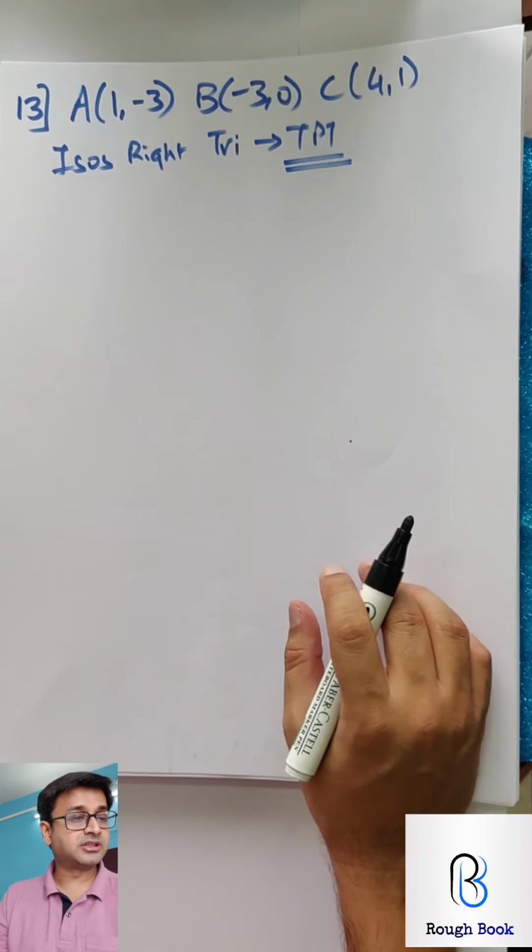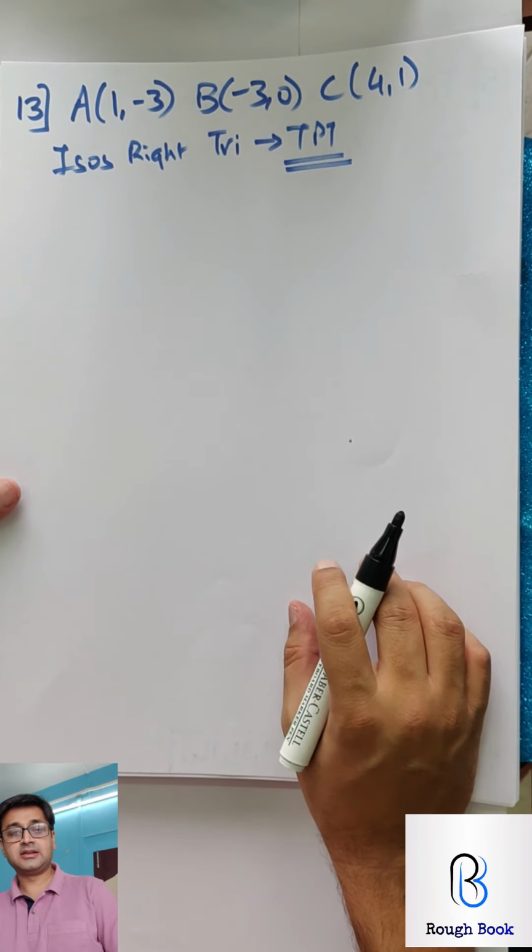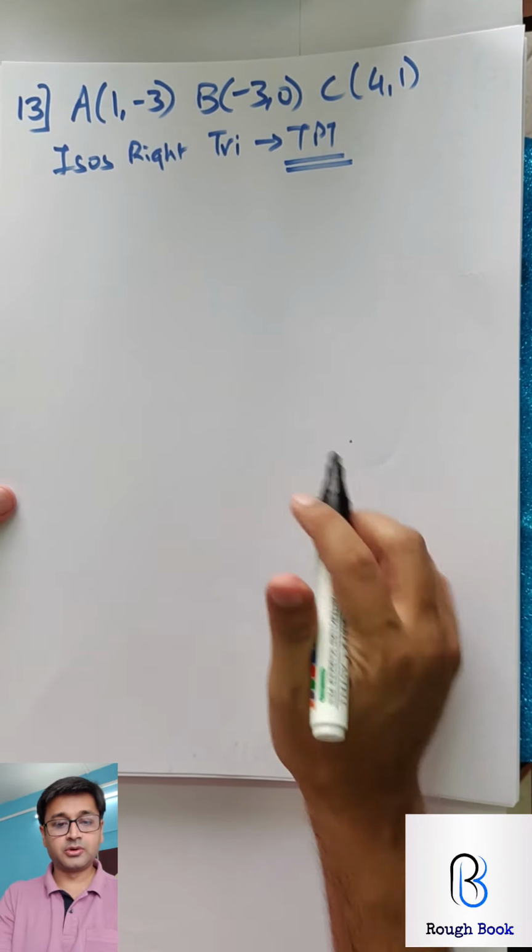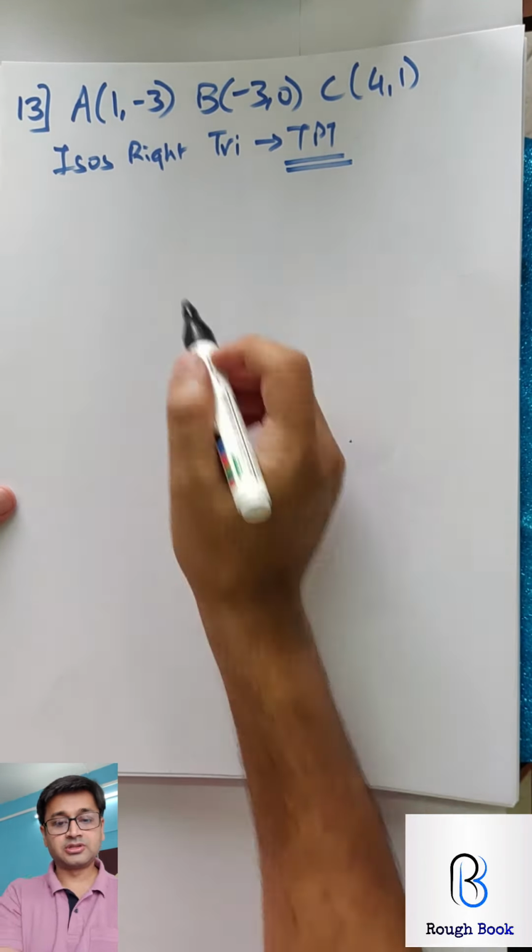Let's try one more, sum number 13, a slightly different and a logical question. ABC have been given to you. So diagram for ABC. A is (1, minus 3), B is (minus 3, 0), and C is (4, 1).